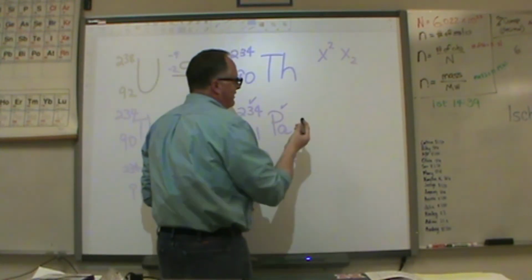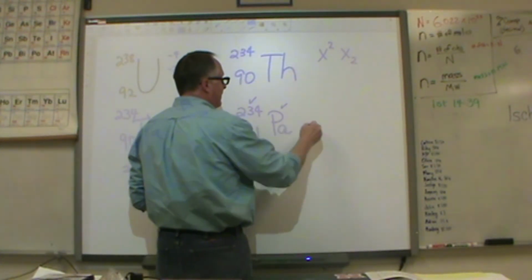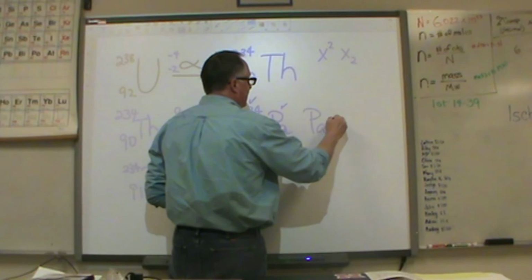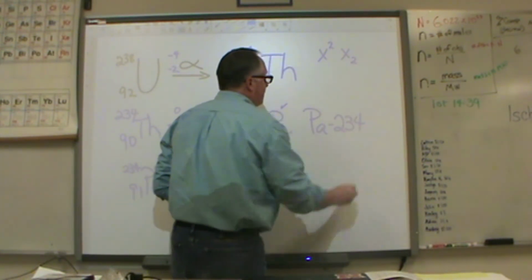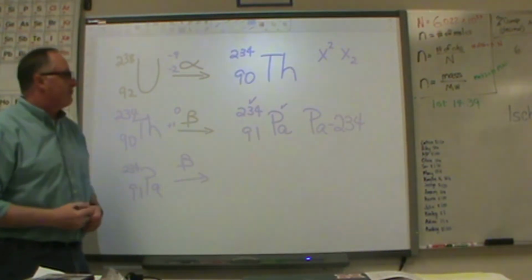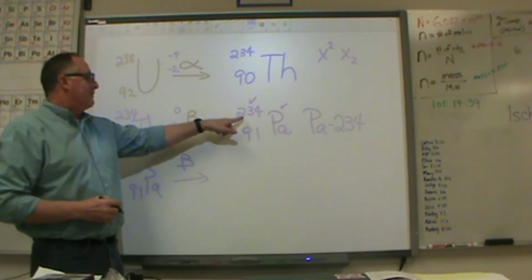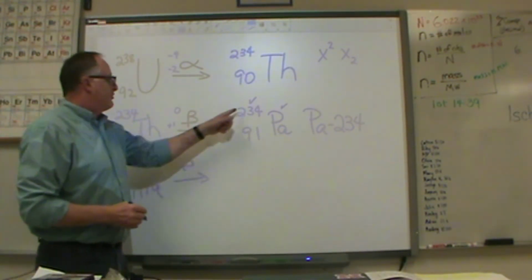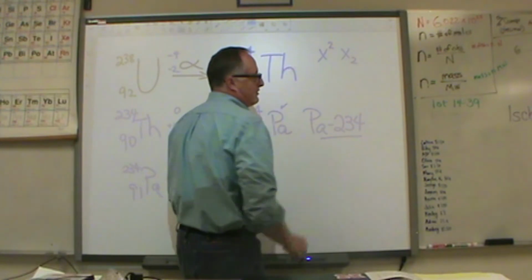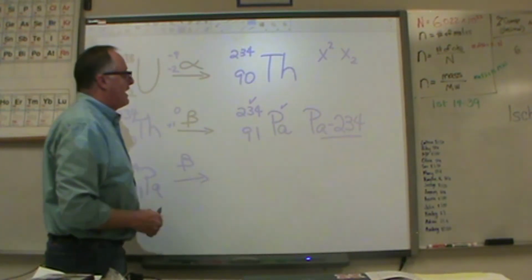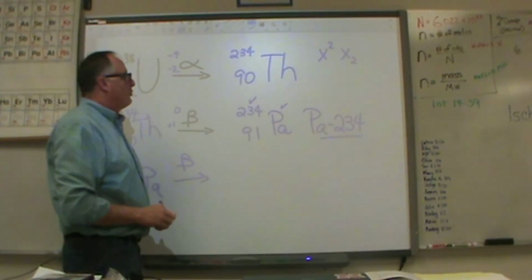But another way that's easier to write it is just PA-234. Protactinium-234 is the same thing as writing it this way. This is isotopic notation. This is just the way we actually write it out. So if you give me the answer like that, that's fine. I'll know what it is.